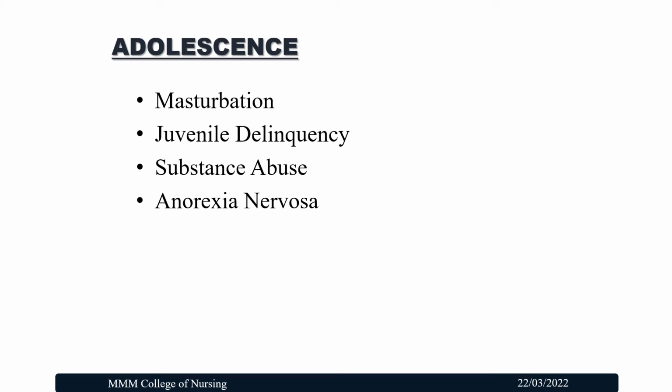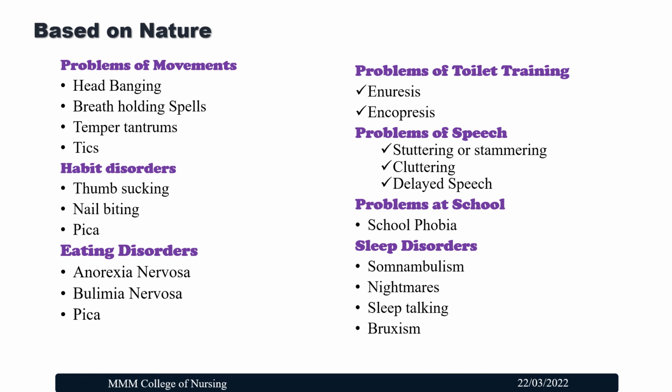Next, we can move on to the common behavioral problems of the adolescent period. Examples are masturbation, juvenile delinquency, substance abuse and anorexia nervosa. These common behavioral problems are also based on nature, like problems in movements and habit patterns, eating patterns, toilet training problems, problems in speech, problems in going to school, and sleep disorders. Like this we can categorize the behavioral problems in children.